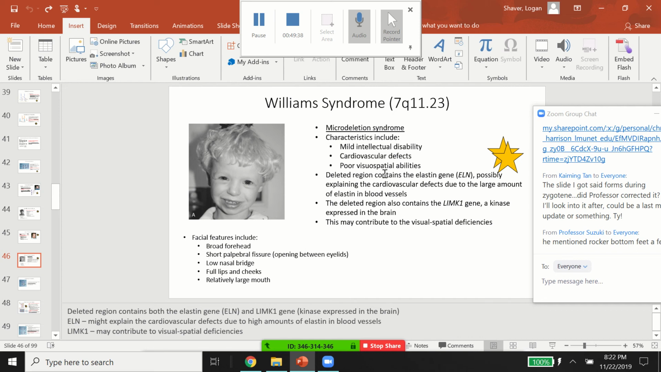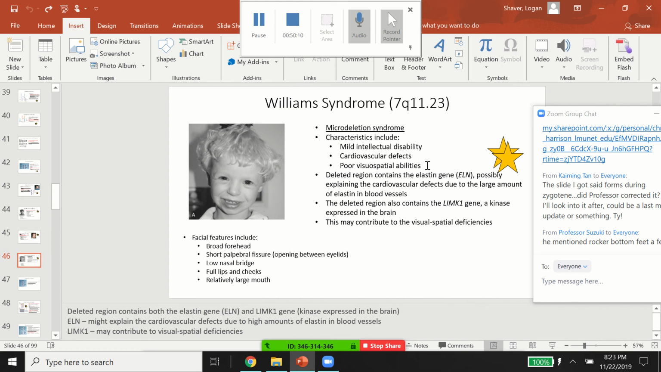So notice that they mention specific genes here. I would probably know these different genes. So I probably know ELN and LIMK1. I would know that they have something to do with Williams syndrome, just in case they mention it. So if they have this in the question stem, ELN gene or LIMK1 gene or protein, that's kind of like a dead giveaway for Williams syndrome.